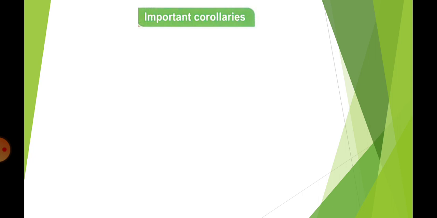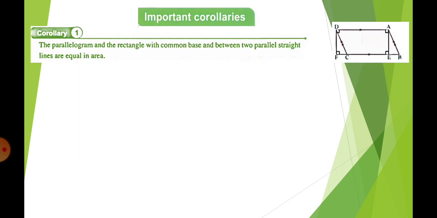The important corollaries, it means the notes on the theorem. Here, the rectangle is a type of parallelogram. The theorem: if the two parallelograms with the common base and lying between the two parallel lines, one of them carrying this base, are equal in area, then we can say the area of the rectangle and the area of the parallelogram with the common base, between the two parallel straight lines, are equal in area.